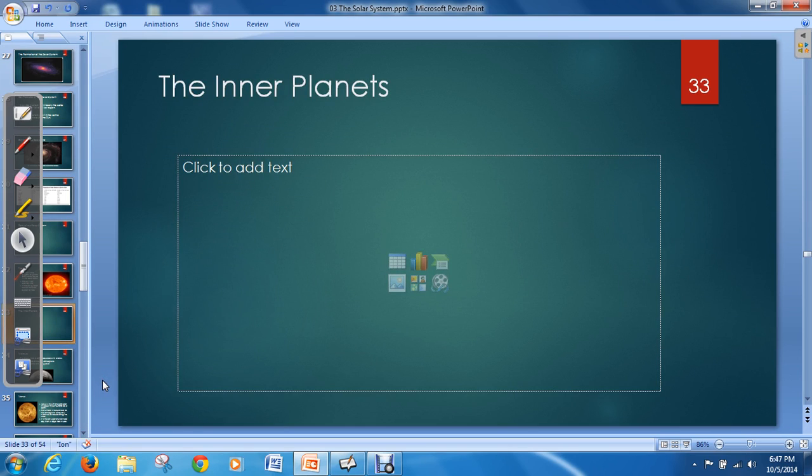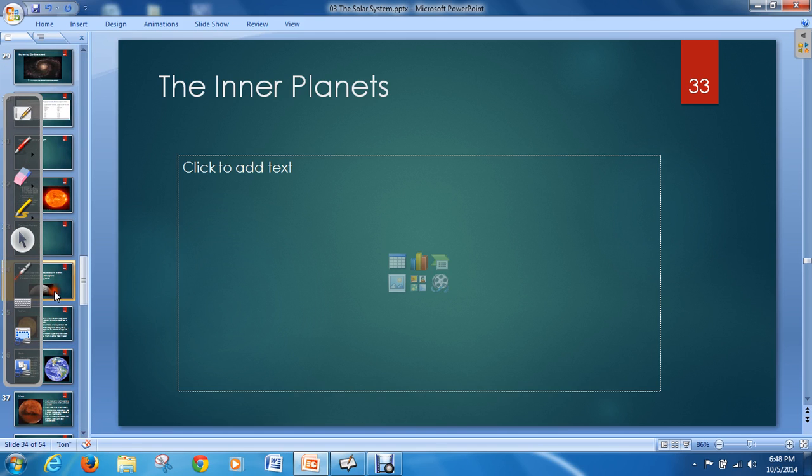So the inner planets are the first 4 planets closest to the sun. They're called the inner planets because they're inside the asteroid belt. We'll look at that in a second, but there's an asteroid belt between Mars and Jupiter. And so that's our boundary line where we make that distinction. Everything inside that asteroid belt is an inner planet. Everything outside that asteroid belt is an outer planet.